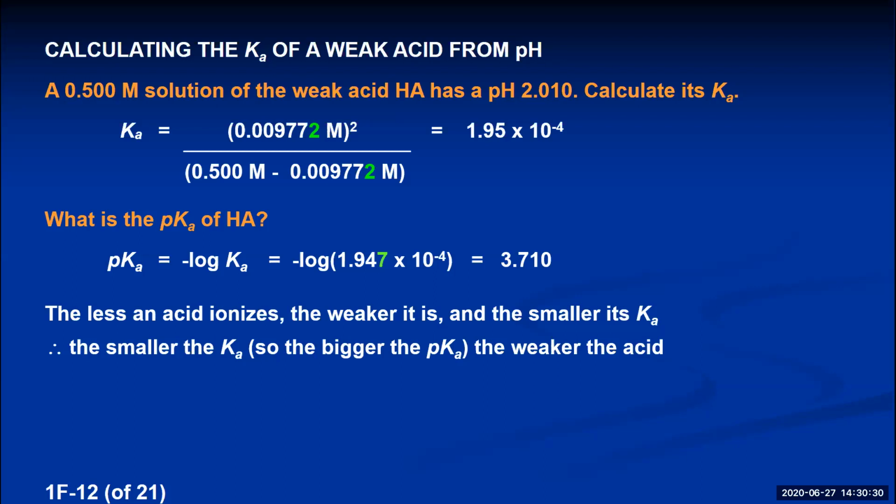So whether it's in general chemistry tables or organic chemistry tables, if you're looking at Kas, the smaller the Ka value, the weaker the acid. But if you're looking at pKa values, the bigger the pKa value is, the weaker the acid is. If you had a pKa value of 10, that would mean that the Ka was 1 times 10 to the minus 10th, and that's definitely smaller than 1.95 times 10 to the minus 4th.